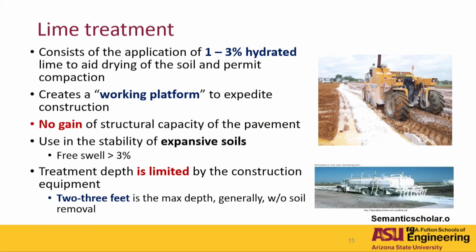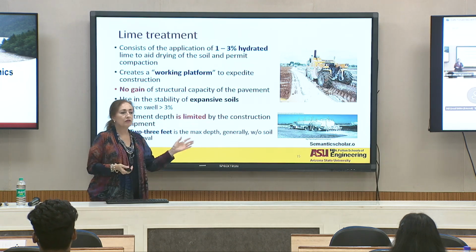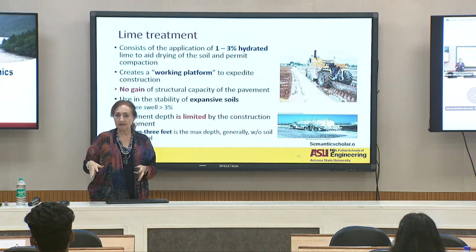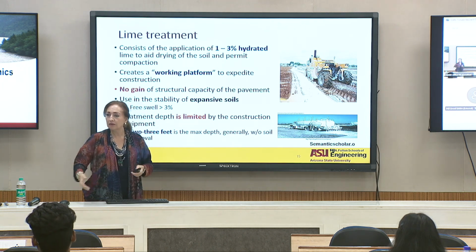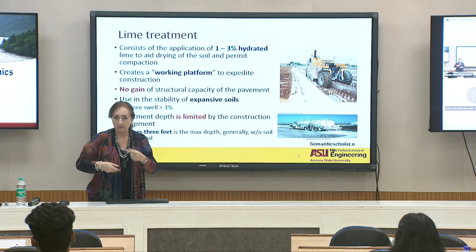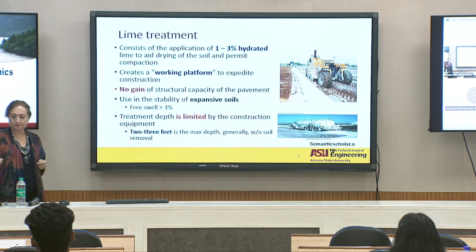And again, the treatment depth is limited by the construction equipment. Usually there are 2 to 3 feet that you can treat. It's difficult to do more than that because of the equipment and because of the mixing that you're going to need. So now you see that you can replace the soil, get rid of it as much as you can, and then you can do 2 or 3 feet of mixing with this lime and try to improve it.